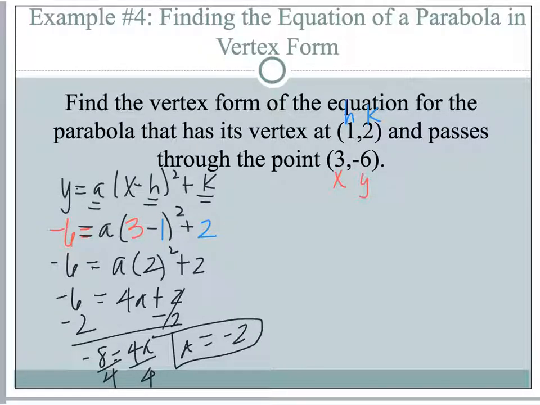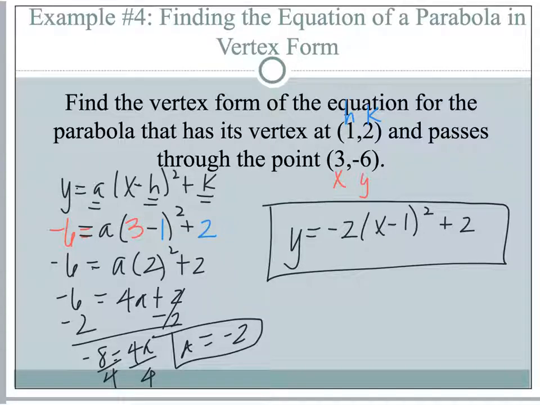So when we write our final function, or our vertex form of our equation, we will get y equals, remember, all we need is a, h, and k. So our a is negative 2, parentheses, x minus h, so it's minus 1 squared, plus k, which is plus 2. So that is our equation written in vertex form.